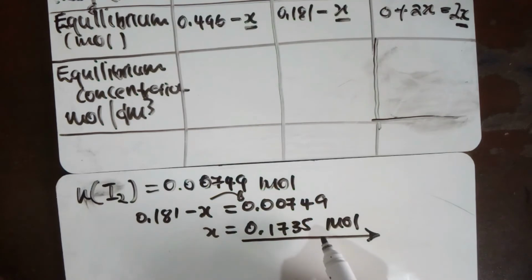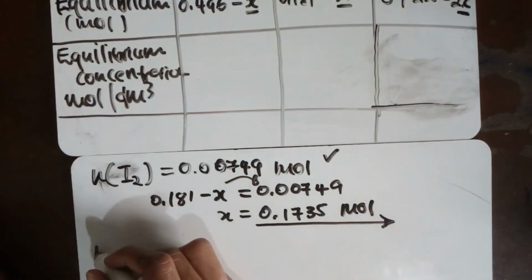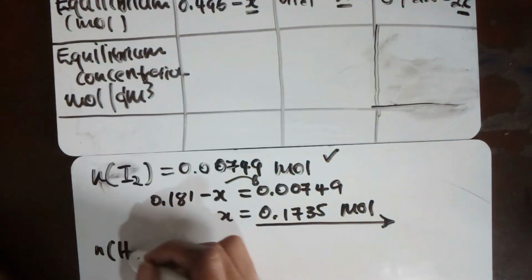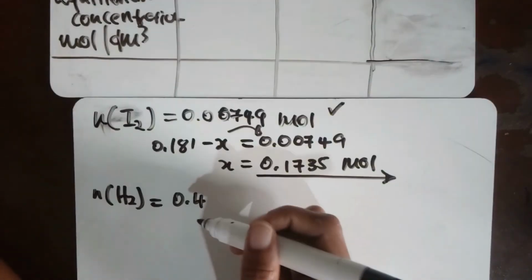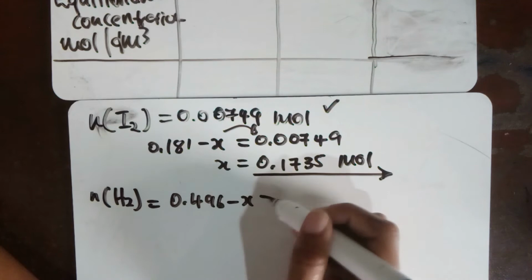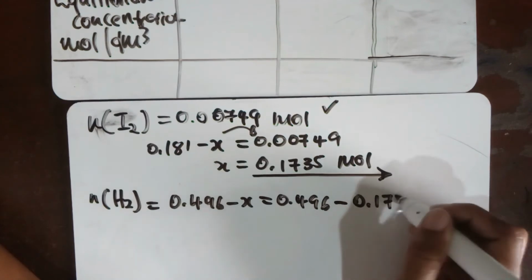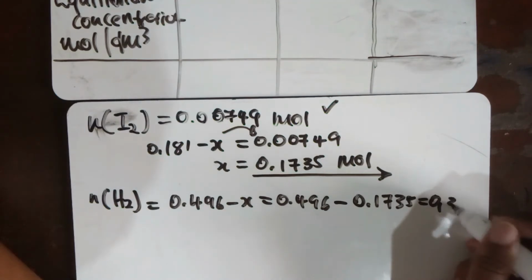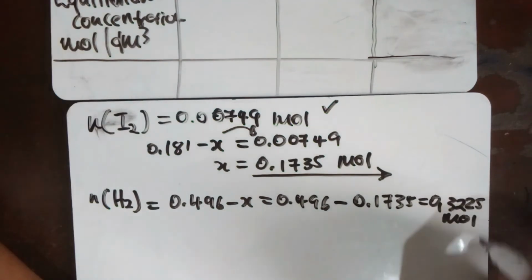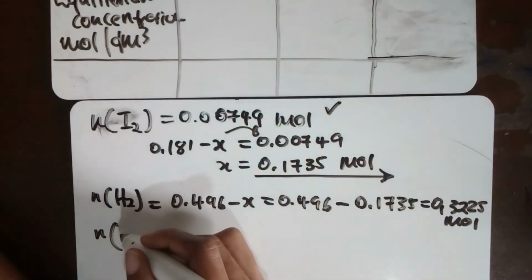Why is this x important? This x is important because, okay, we found the number of moles. It was given to us. We can say the number of moles of hydrogen at equilibrium is 0.496 minus x. So we have 0.496 minus 0.1735, and you find the value of that to be 0.3225 moles, right?